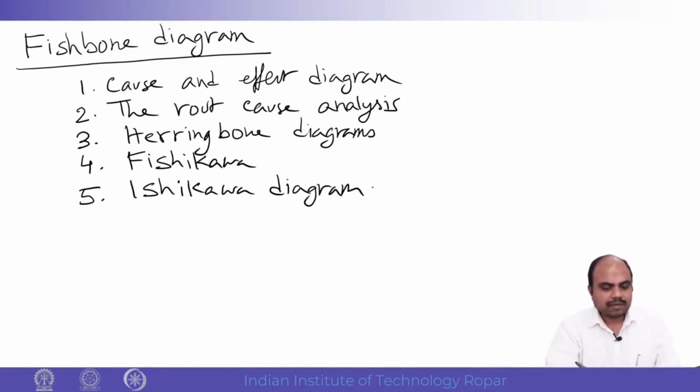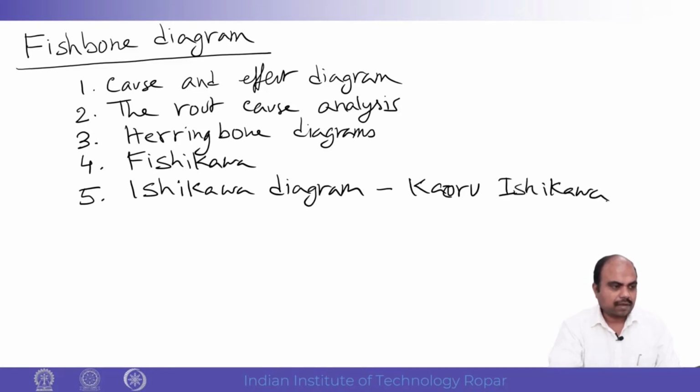Because this diagram was developed by Kaoru Ishikawa, a Japanese quality pioneer. Now you can ask why it is called a fishbone diagram. Because it looks like a fishbone.